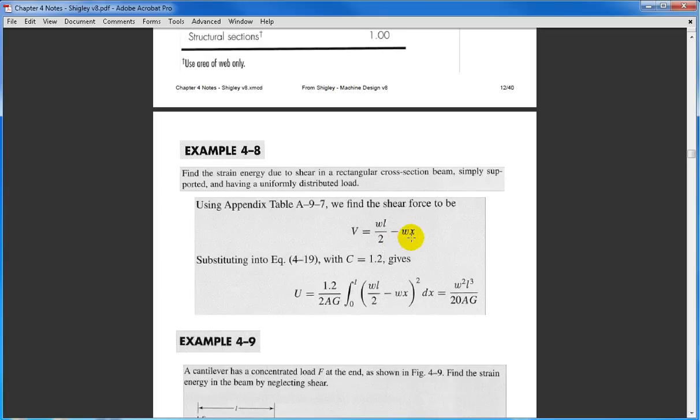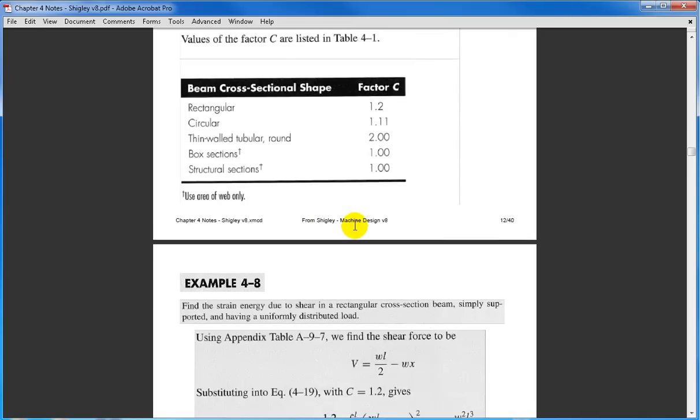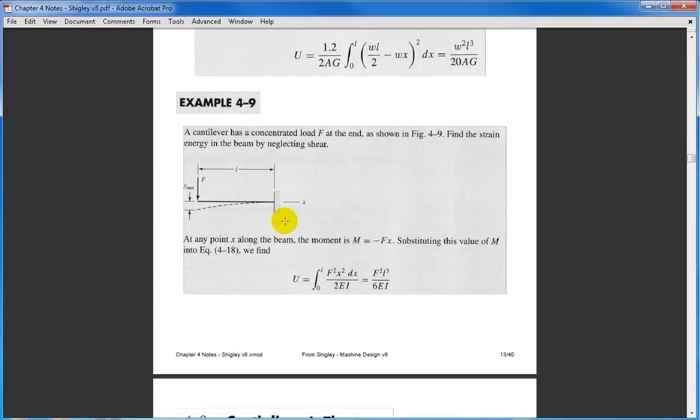at any point called x. Since it's a rectangular cross-section beam, looking back at the table, we'll see that we use a C equal 1.2, and using our energy equation for transverse shear in a beam, C V squared dx over 2AG. The 2AG is a constant, doesn't depend on x. 1.2 doesn't depend on x. We take the V squared quantity, we square it, we integrate it, and we come up with this. That would be the energy in a beam due to transverse shear.